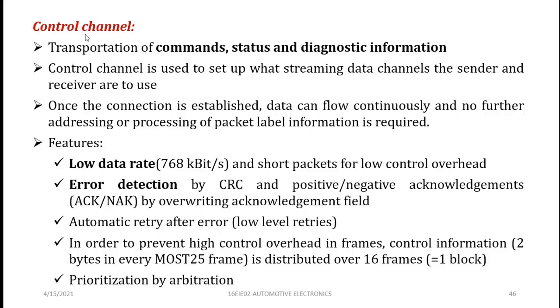Once the data connection is established, the data can flow continuously and no further addressing and processing of packet label is required. Normally the features of this control channel are low data rate, error detection by CRC, automatic retry after error, and, in order to prevent high control overhead in frames, control information is distributed over 16 frames, and prioritization by arbitration technique. We would have seen arbitration in CAN. Based on that, the process takes place here.